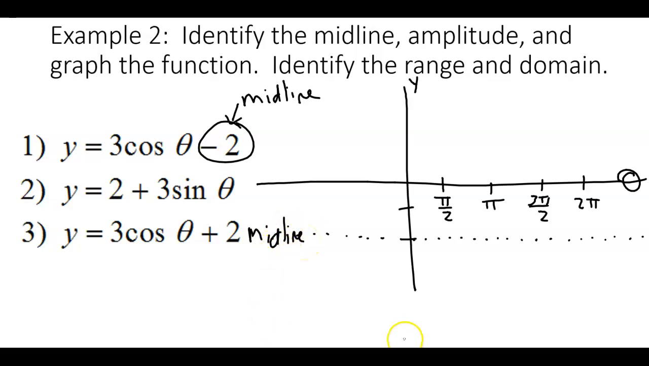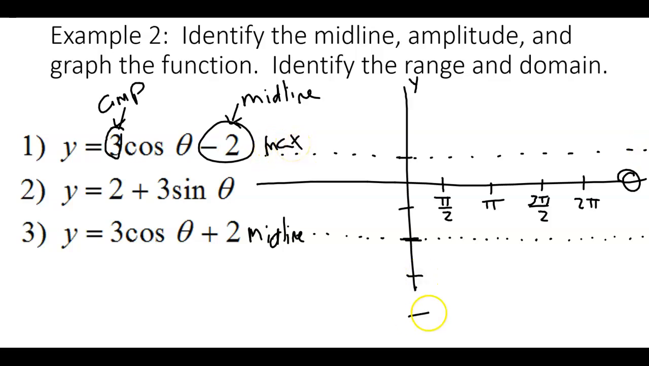Next, we're going to use our amplitude to find the max and the min. This is my amplitude. What that basically means is I'm going to go up 3 from the midline and down 3 from the midline and draw 2 more little dotted lines. So starting from my midline, -2, I'm going to go up 3 and put another dotted line. That's going to be my max line. And I'm going to go down 3 and put another dotted line. And that's going to be my min value.